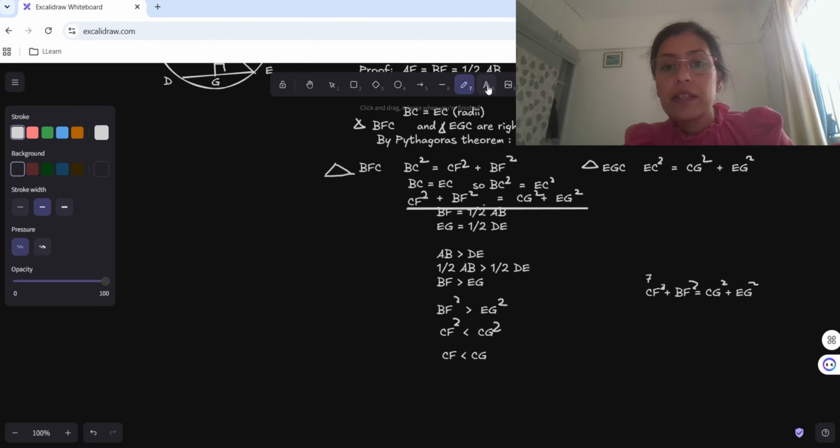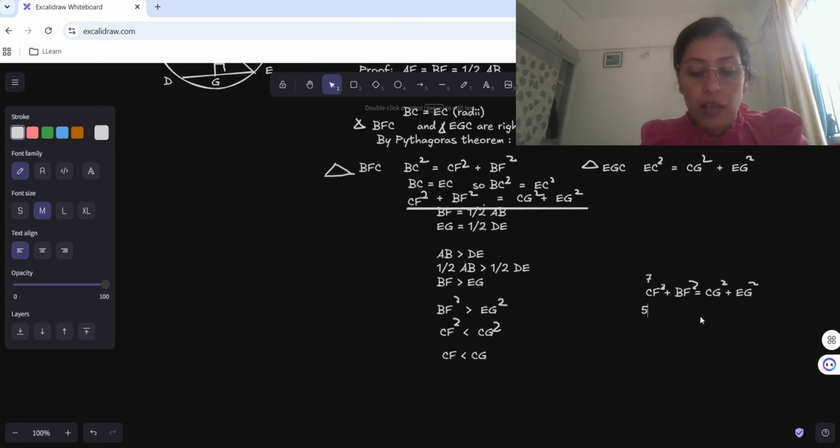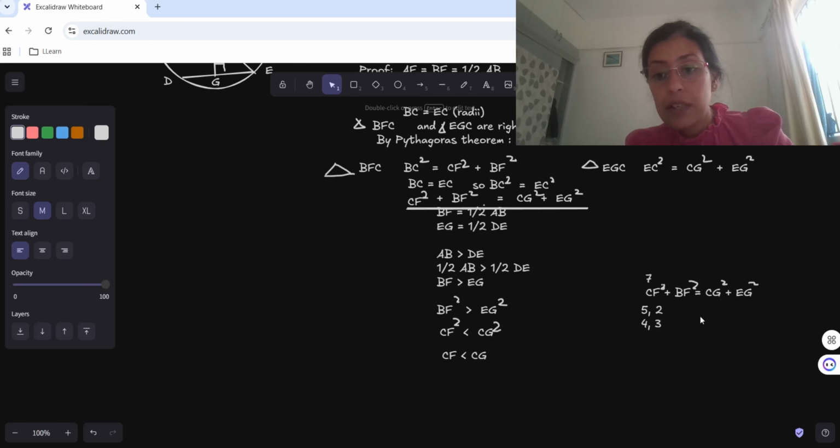What I'm saying here is, I need to keep CF square plus BF square as 7. I need to find two numbers where this sum is 7 and then this sum will also be 7. So what are such pairs? I can say 5 and 2, the sum is 7. Similarly, I can say 4 and 3, the sum is 7, right? So now let us take these two combinations, 5, 2 and 4, 3.